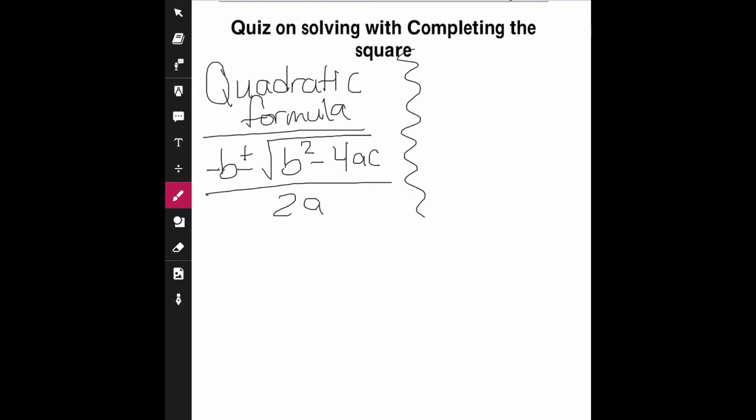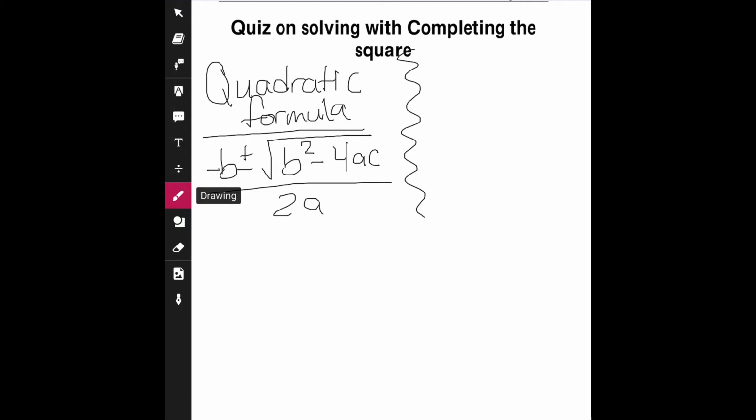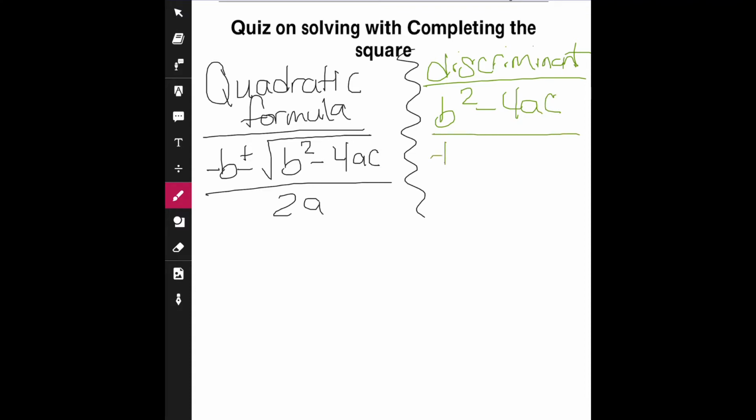The part that is inside my quadratic formula is called a discriminant. It's the b squared minus 4ac. This tells us the type of solutions. So before you even solve the quadratic formula, just by using the discriminant, you can find out how many solutions.